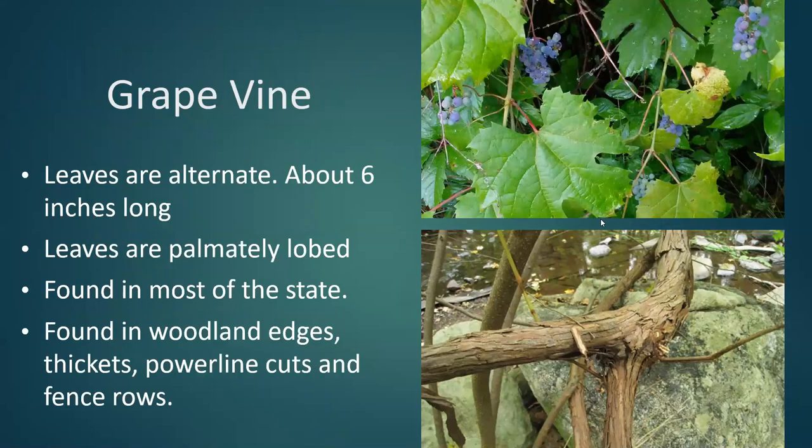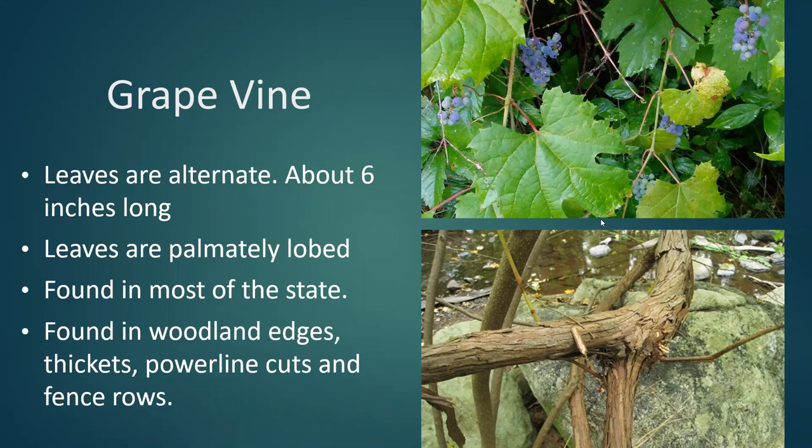Another very common woody vine that you're going to find in Illinois woodlands is grapevine. There's many different species of grapevine, but we're just going to kind of focus on what many people call summer grape. The leaves are alternately arranged on the stem, and they're about 6 inches long. And grapevines are what many people call polymorphic, which means they can have multiple different shaped leaves on the same plant.